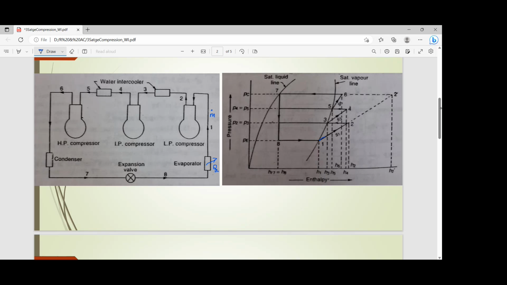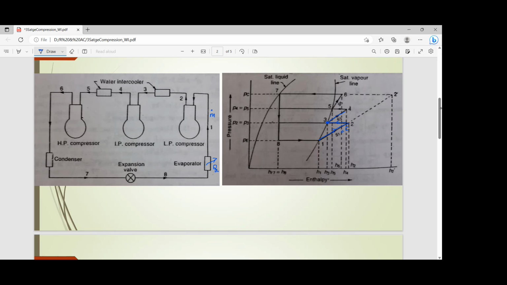look at the pH chart here, so 1 2, that is going to be isentropic compression. You travel along the constant entropy line. S1 is equal to constant, and 2 3 is your intercooling, and at the end of intercooling, the refrigerant is in the dry saturated state. So that is the result of using a water intercooler.